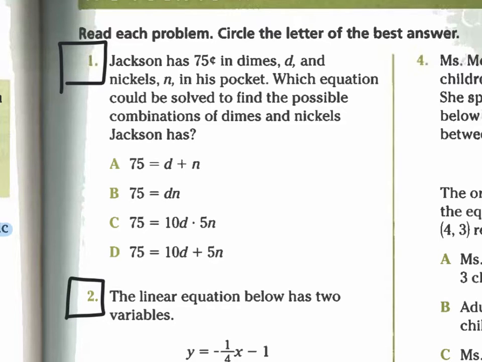So when I first look at my answer choices, this 75 is talking about 75 cents. So when I'm talking dimes, this is how many he has. So we need to figure out or remember that dimes are 10 cents and nickels are 5 cents. So the one that would make sense would be letter D, 10 cents for every dime, 5 cents for every nickel. We add them together and that has to total up to 75.